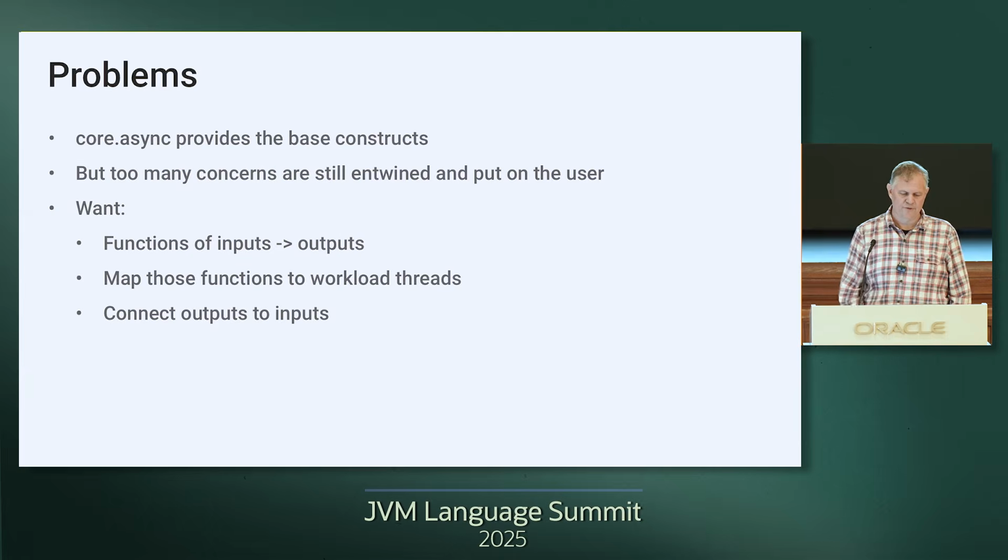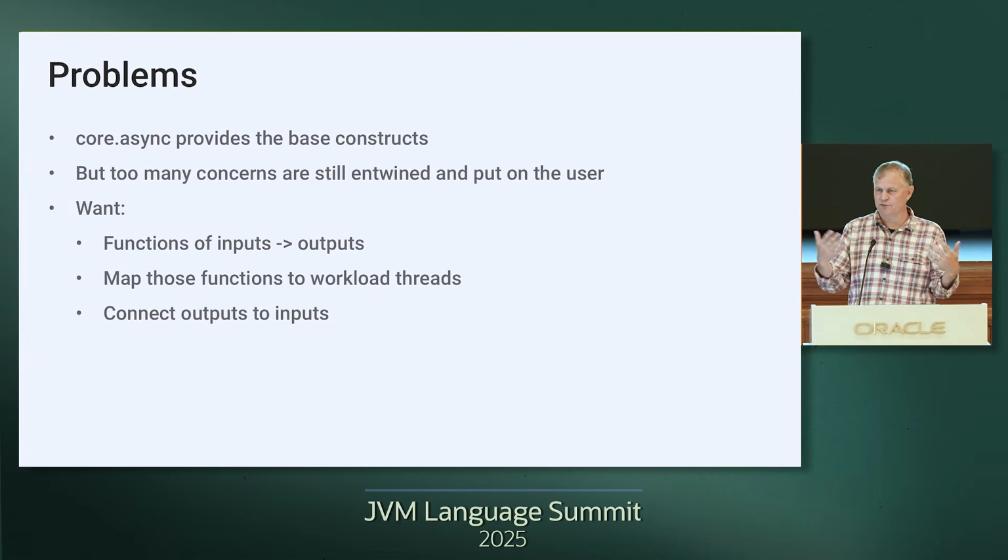So the idea of Flow is that core async has these base constructs, but there's too many concerns and they're still too entwined to put on the user. And the big thesis for a lot of the design work that Rich does is how do we pull these things apart into simpler pieces that we can recombine in different ways. So what we want are functions that are just input to output. Again, just pure functions that take values and return values. We want to map those functions running in a loop on some workload.